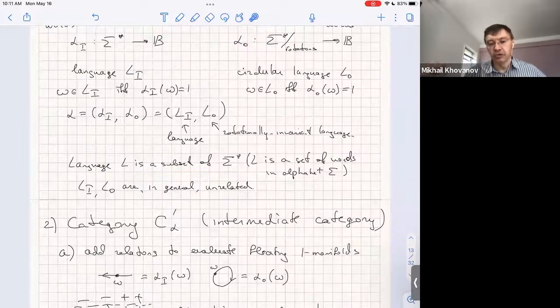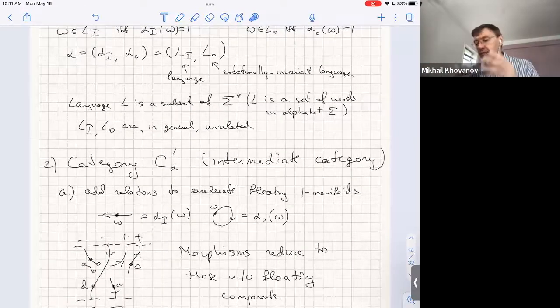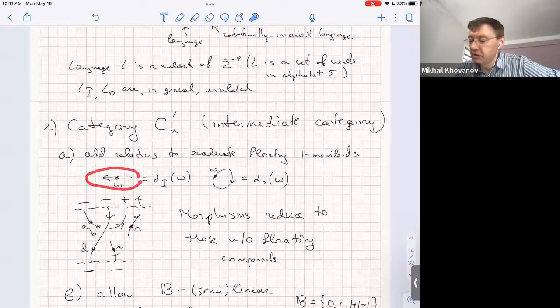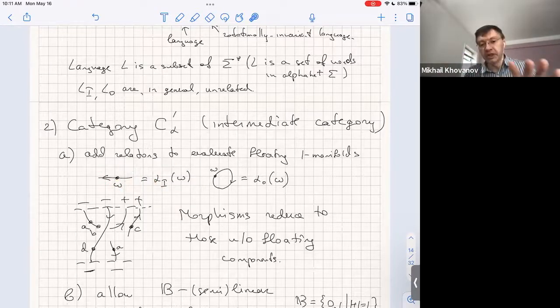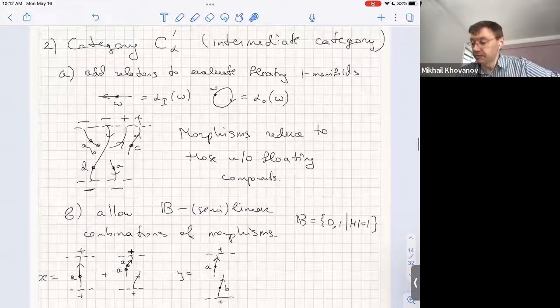And now we can do the universal construction. In this category, first we allow a Boolean combination, so we just allow sums of diagrams. A diagram plus itself is just a diagram. Then every time we see a floating interval, we read the word and evaluate to 0, 1. If you get 0, then the whole diagram is 0. If you get 1, just remove that component. And then a circle evaluates using alpha circle to 0, 1. So we reduce to linear combinations of diagrams without floating circles.